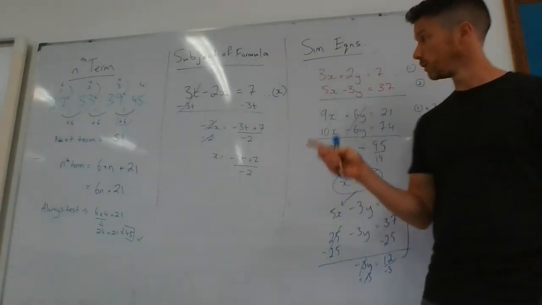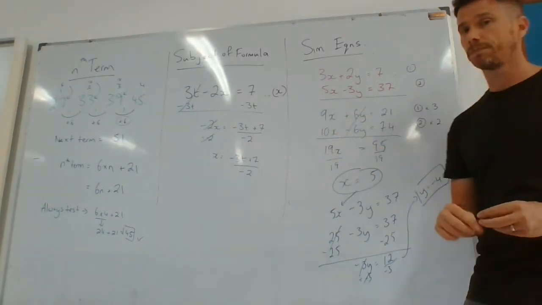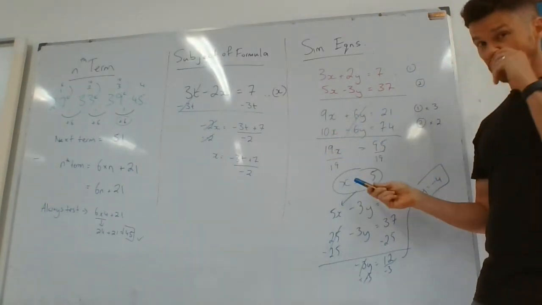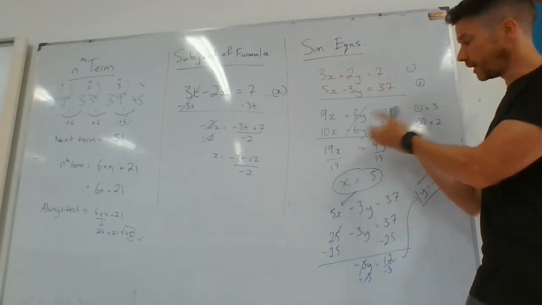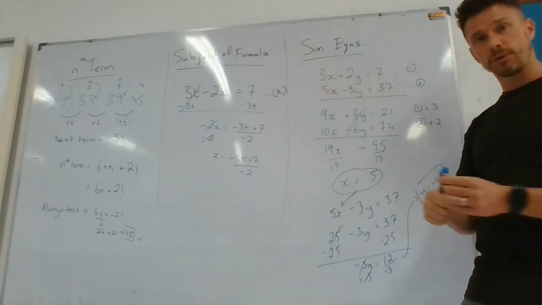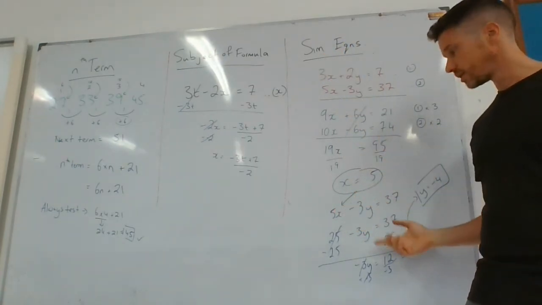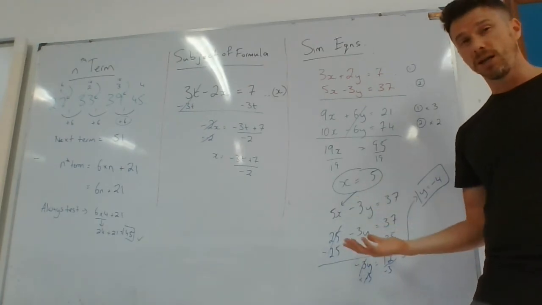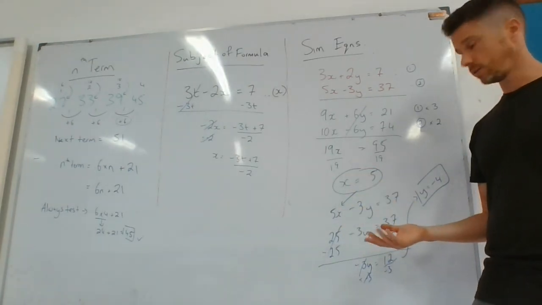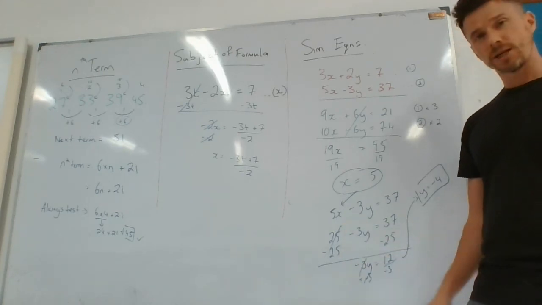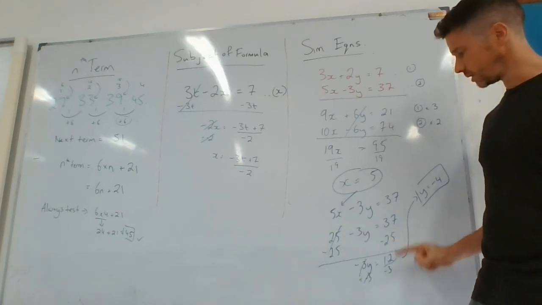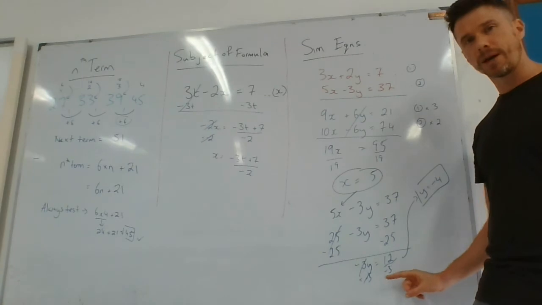So whichever one you can eliminate, x or y, it doesn't matter which one. Once you've found out what x or y is, replace it back into one of the original equations and then start solving that as a normal, probably two-step equation. So two-step, first step here was to subtract 25 from both sides. The second step was to divide by minus 3 both sides.